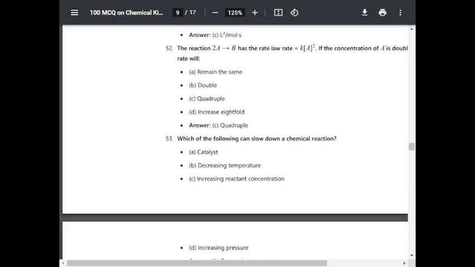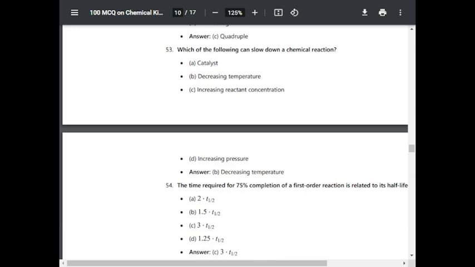Question number 53. Which of the following can slow down a chemical reaction? Option A catalyst, option B decreasing temperature, option C increasing reactant concentration, option D increasing pressure. The correct answer is B decreasing temperature. Decreasing temperature can slow down a chemical reaction.